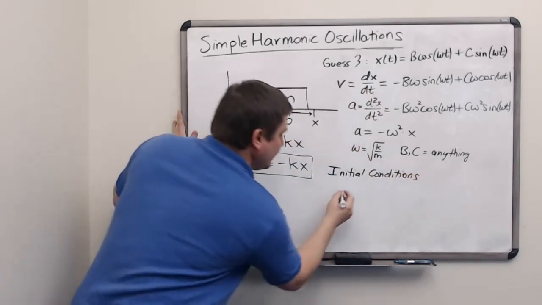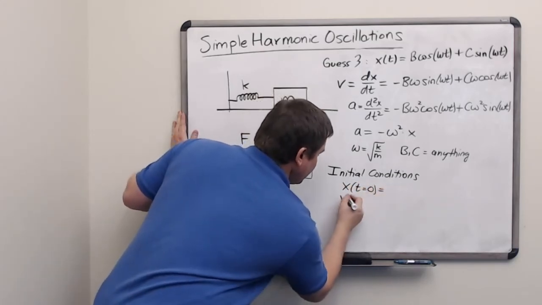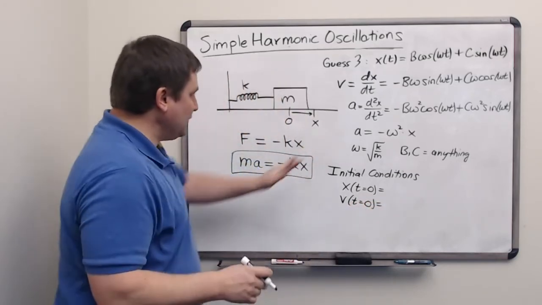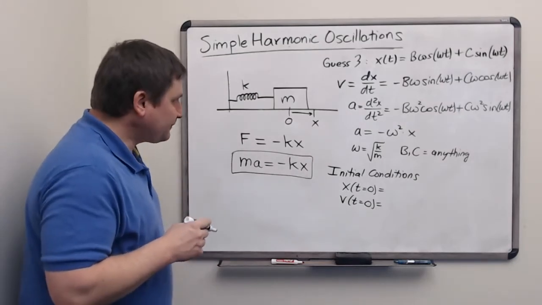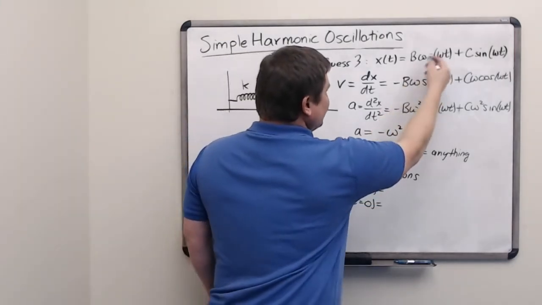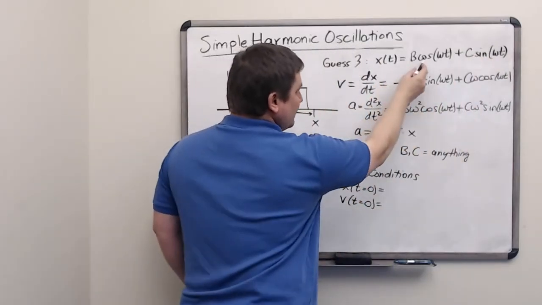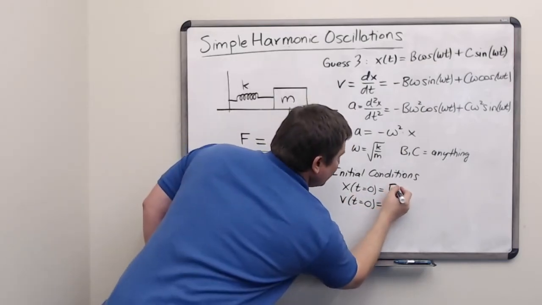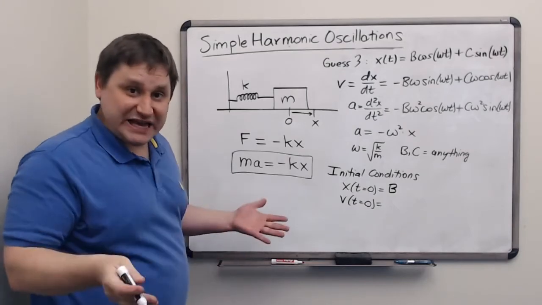All right, so initial conditions mean the value of x when t equals 0 and the value of v when t equals 0, and maybe the value of a when t equals 0, but we'll start with these two and see what we get. So when t is equal to 0, the cosine evaluates to 1. The sine evaluates to 0. So we get b times 1 plus c times 0. And so at time 0, the x function is equal to just the b constant.